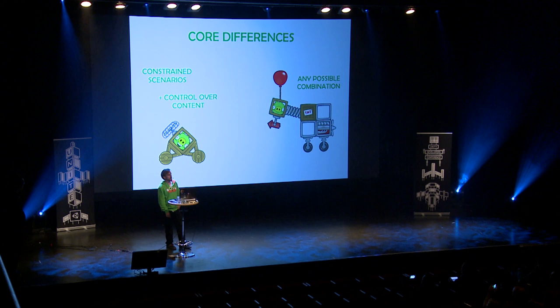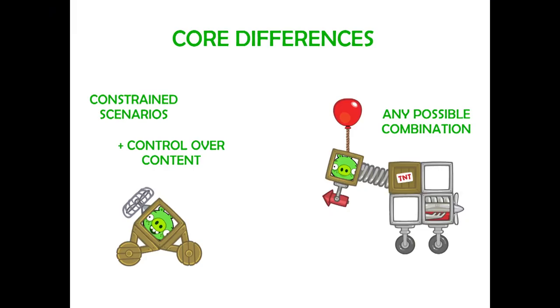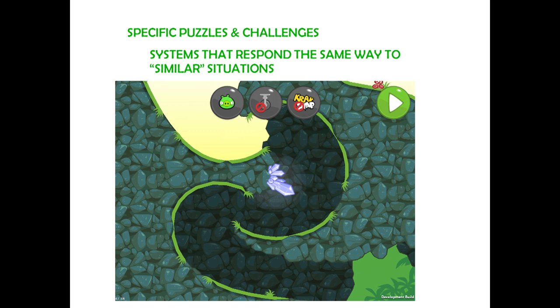And on the other side, on the sandbox level, pretty much anything can happen. You can't really predict what's going to go on in there. And more than that, in the linear phase we wanted very specific puzzles and challenges. This kind of puzzle needs systems that respond the same way to similar situations. And I say similar because with physics games, I'm sure you know, the physics simulation has a way broader range of values than what the player can actually see.